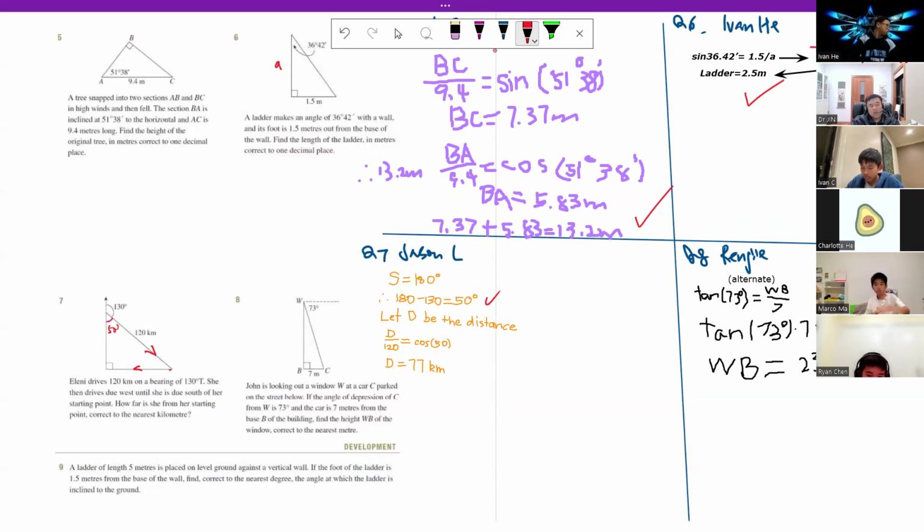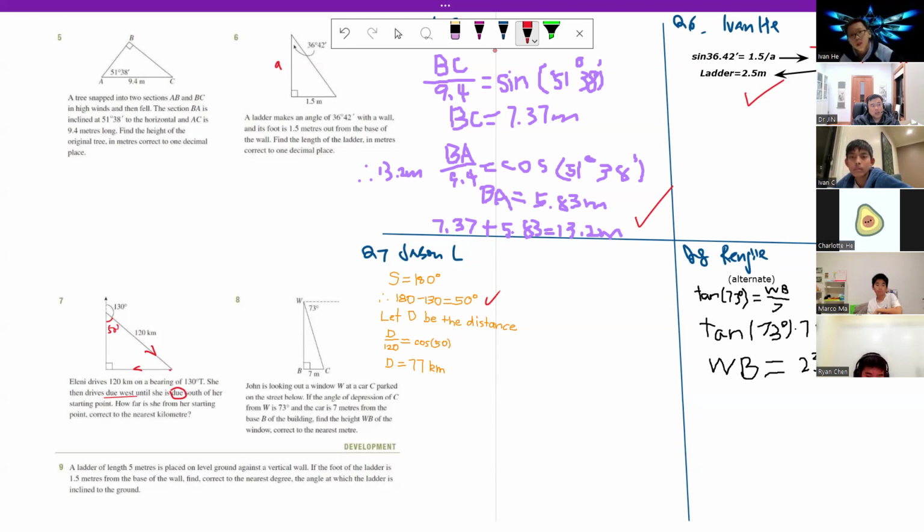So this time it's not a direction, it's "drive due west" that is the direction. But then she said until she is due south. Again, it's just interpreted as the word "due". She is due south. So she's here at her starting point. How far is she from her starting point?